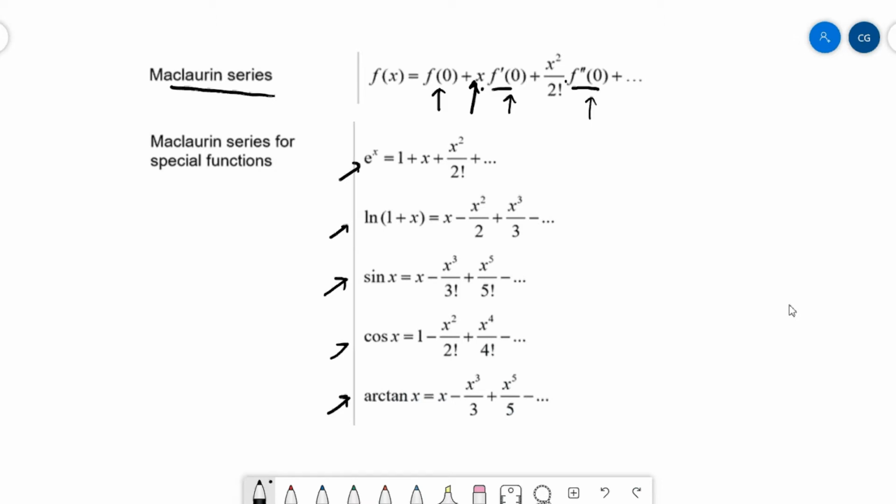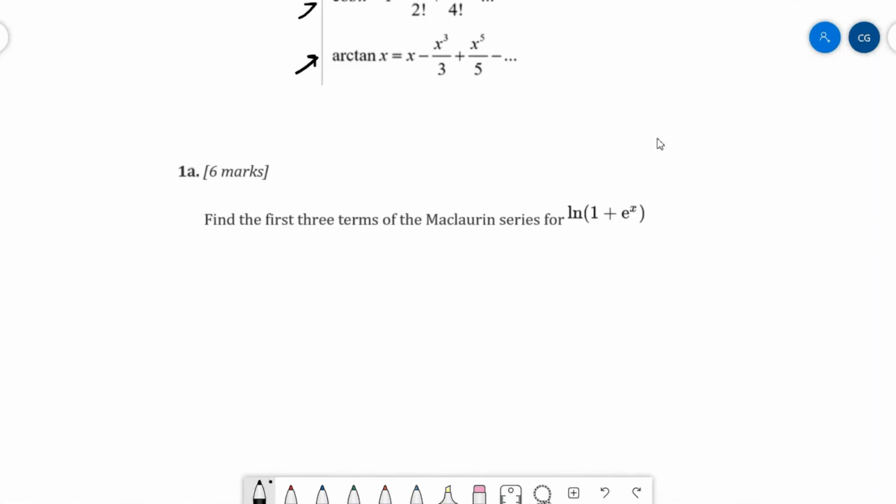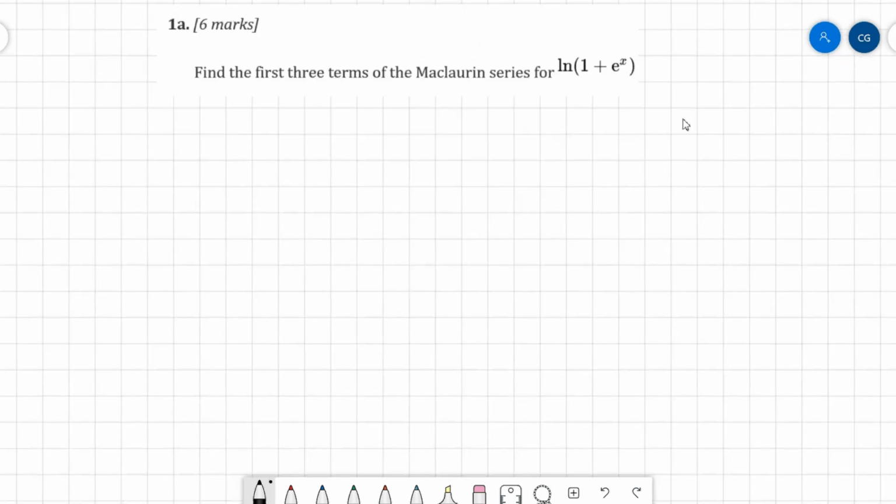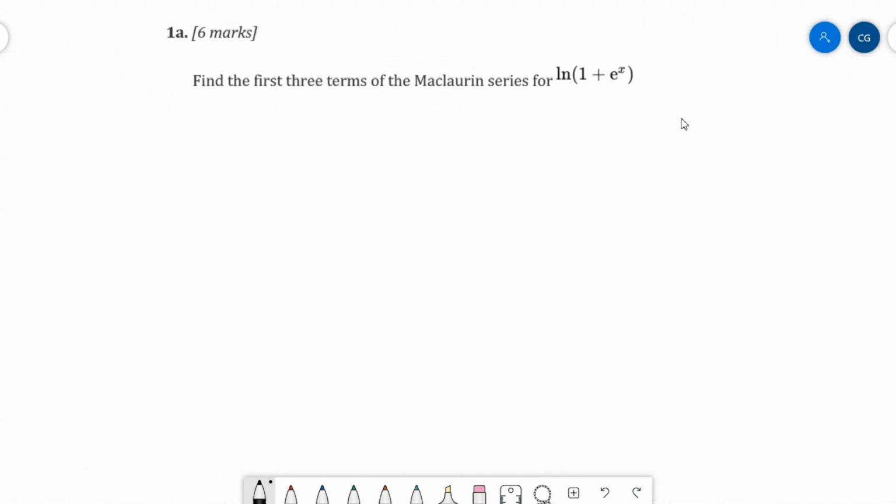So the following example we will solve using two methods. So let's go and take a look at the first method. So let's go down to the question. So this is a relatively short one, supposed to be. So find the first three terms of the Maclaurin series for natural log of 1 plus e to the x.